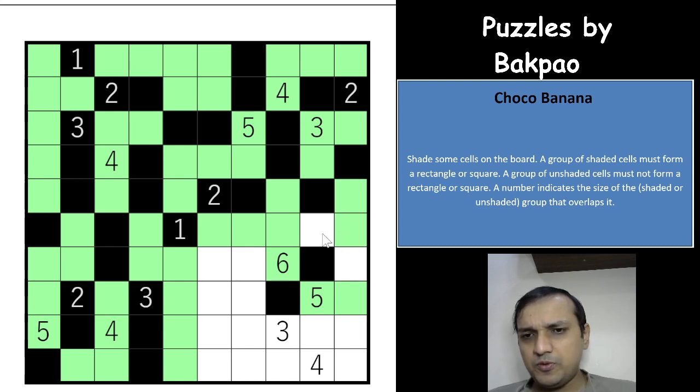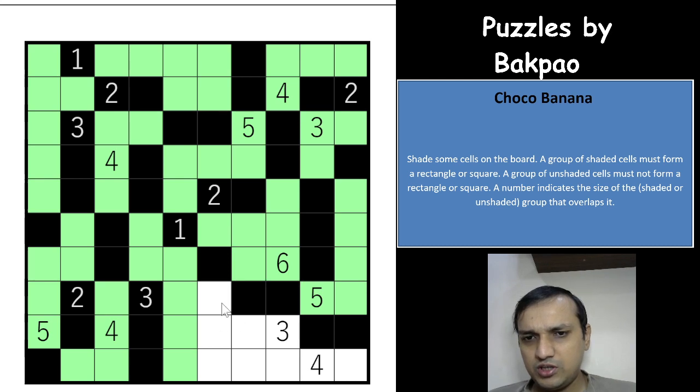This unshaded group of cells cannot join with the 6 because it will be too big. It will come down. Okay. It cannot join here because then again it will be too big. So 6 has only one way now. This would have to be shaded. This is unshaded. 3 cannot be shaded. It has to be unshaded.